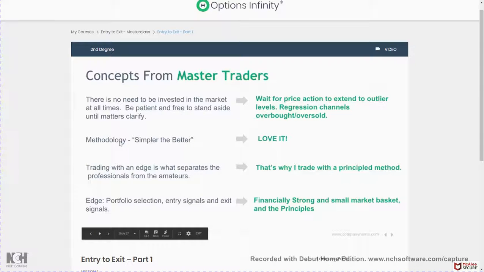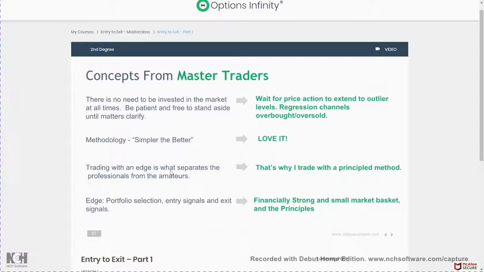Have a methodology. The simpler, the better. Gotta love it. We're using 3 principles that are good for any market. It can't be any simpler. If you have a simple strategy, it then becomes easy to follow and easy to execute.